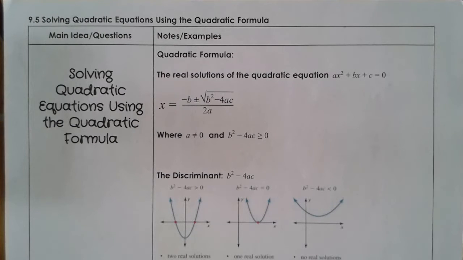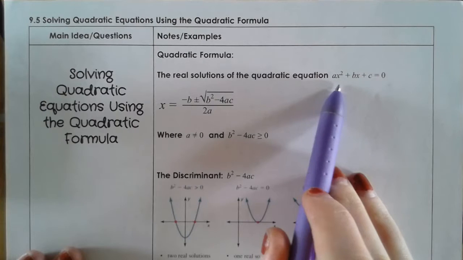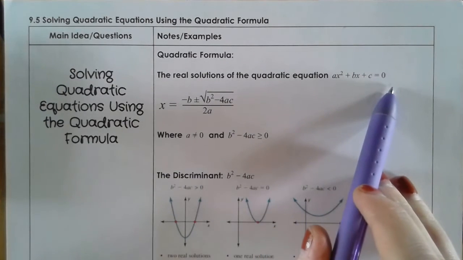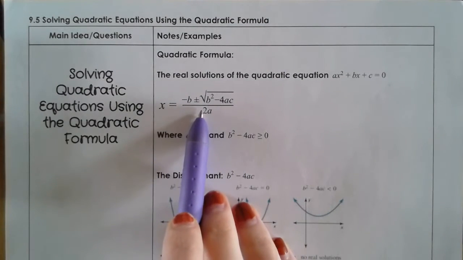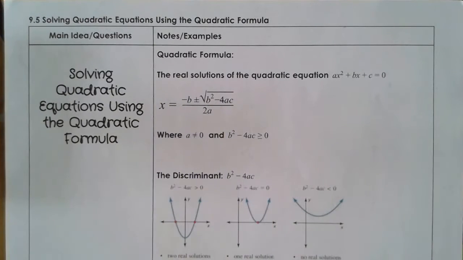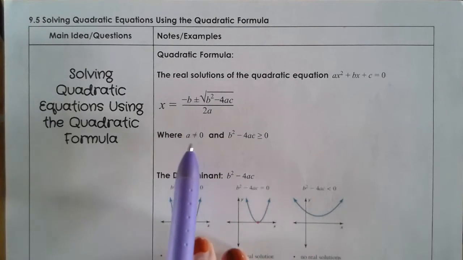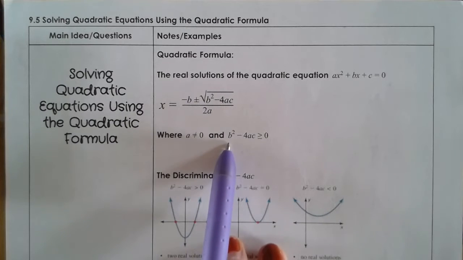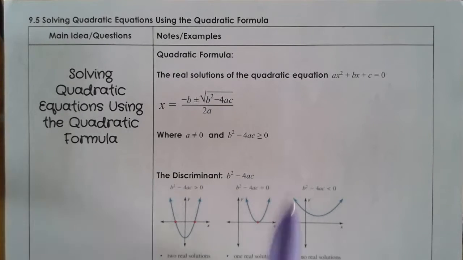So the quadratic formula, we will get real solutions of the quadratic equation ax squared plus bx plus c equals 0 using this formula. So x equals negative b plus or minus the square root of b squared minus 4ac all over 2a. So we'll get real solutions where a is not equal to 0 and b squared minus 4ac is greater than or equal to 0.